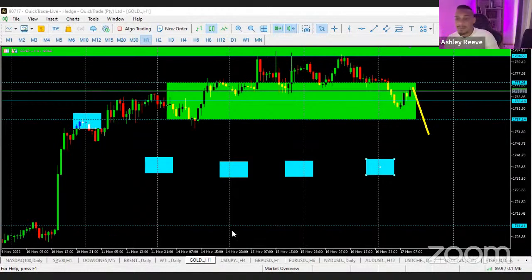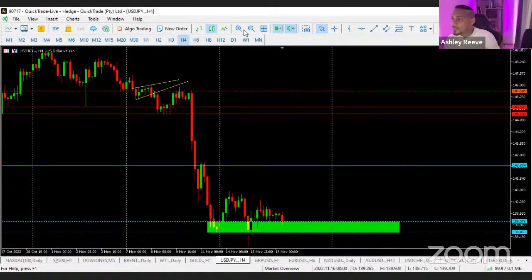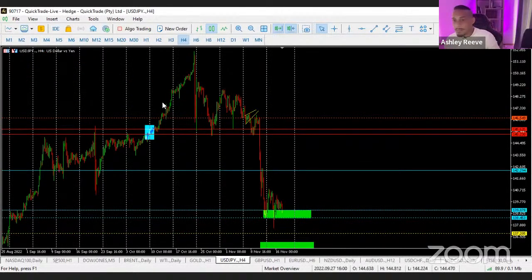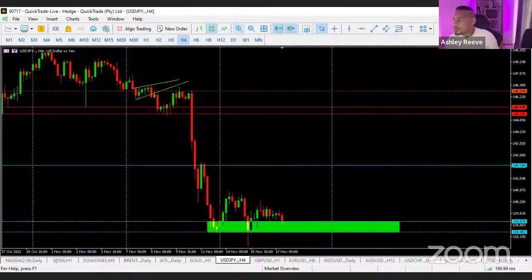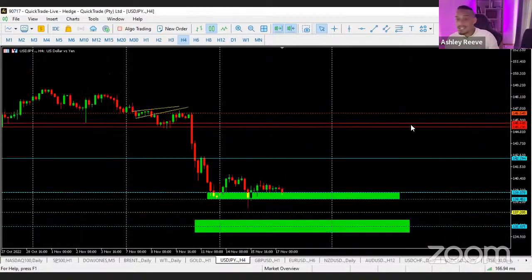USD JPY. Can you see this drop here? Look at this. Money came up, dropped, and we came down. Money was pulled out of the top here. Money was pulled out and it dropped. Now here's the question. And this is the nugget that has to do with those phases.